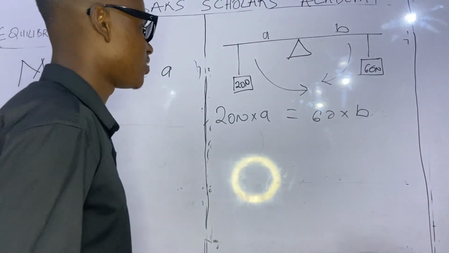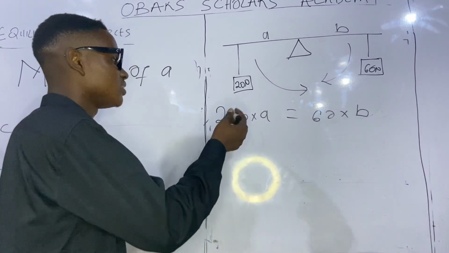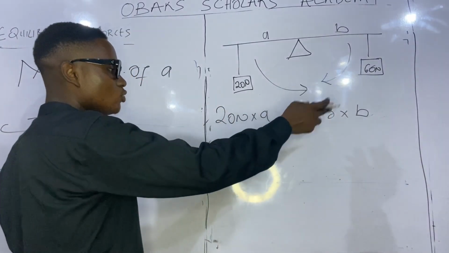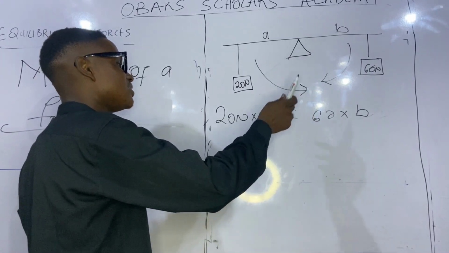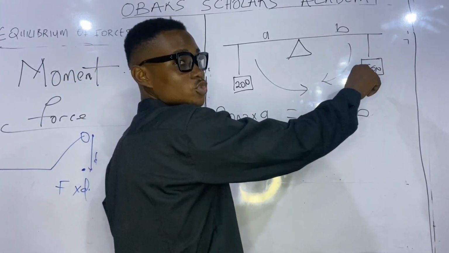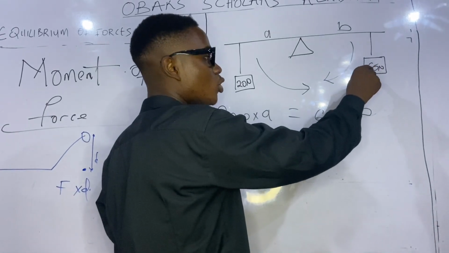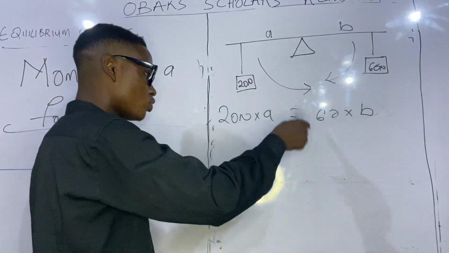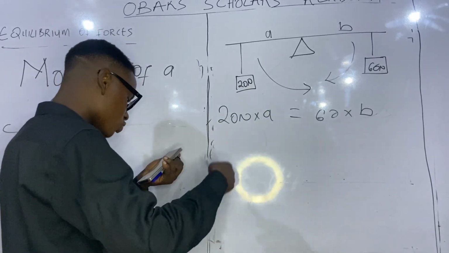Where this knowledge is very important is that if you are given the distance A and you're not given the distance B, you can easily get it. And if you are given distances A and B and you are not given the amount of force or mass that must be placed here to make this body in equilibrium, you can find it using this kind of formula. So we'll see more of this.